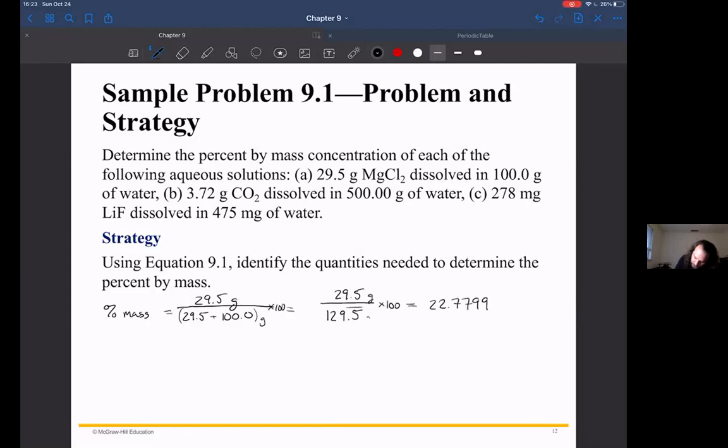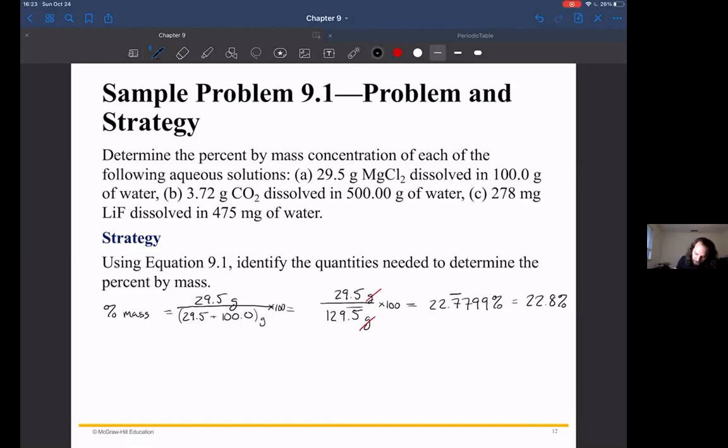I'm going to first note that the grams actually cancel. So these percentages do not have any units associated with them. So this is going to have a percentage sign at the end, not any units. All right, and then sig figs, I have 3 in the top number and 4 in the bottom. So this should be 22.8%. All right, I'm going to skip number B. You can see how that's done in the lecture slides that you download.